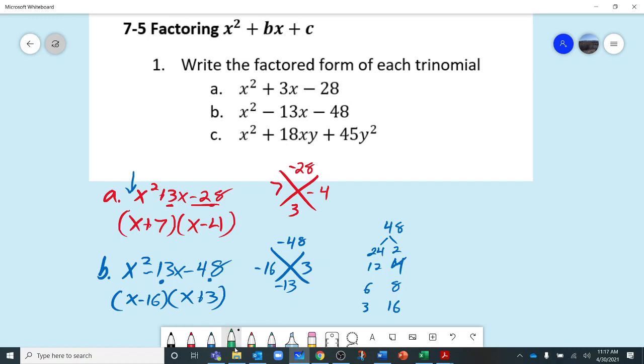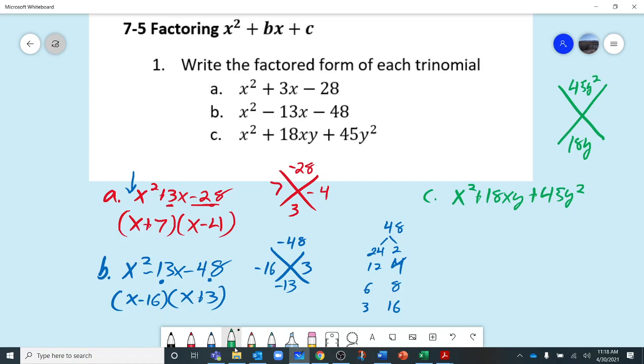All right, the last one, C, is slightly more complicated. We have x squared plus 18xy plus 45y squared. And remember, when we do the x thing, we need to take anything that's not an x and put it up there. So 45y squared needs to be what goes up here, and 18y needs to go down here.